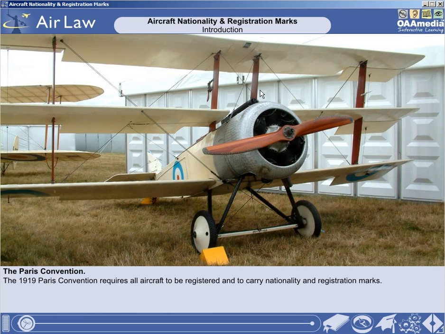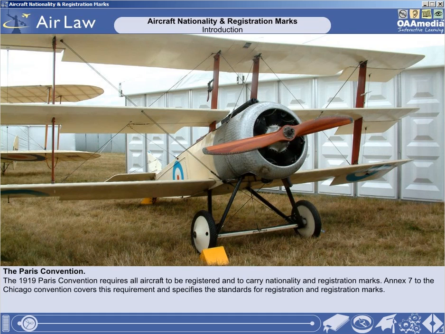As aviation grew rapidly during the early part of the century, the need to communicate with the ever-increasing number of aeroplanes in the sky made it necessary to ensure that all aeroplanes could be uniquely identified, much like cars are identifiable by their registration number. Therefore, as early as 1919 at the Paris Convention, delegates decided that all aircraft were to be registered and that each aircraft was to display its registration mark.